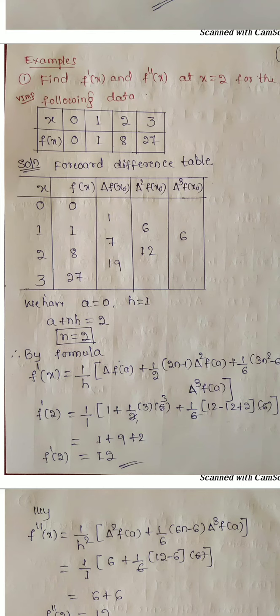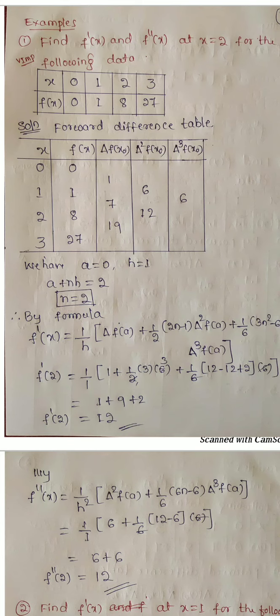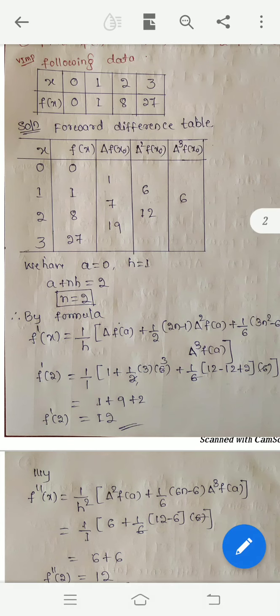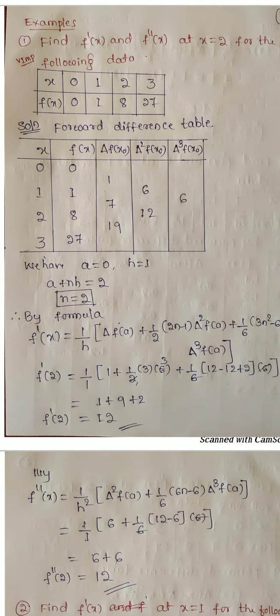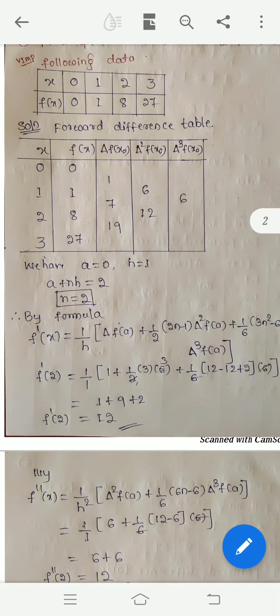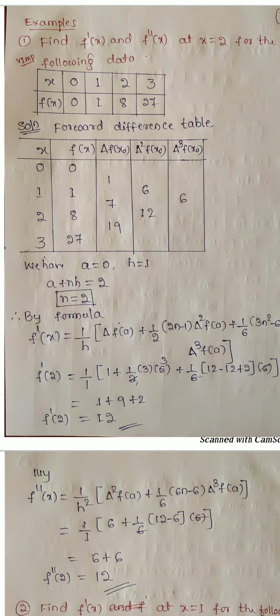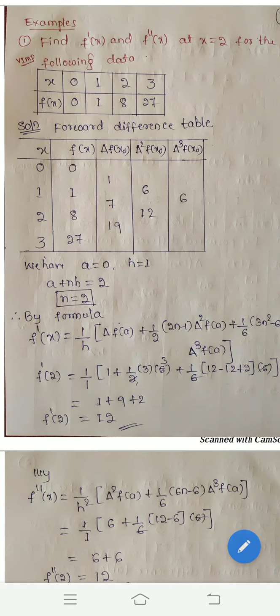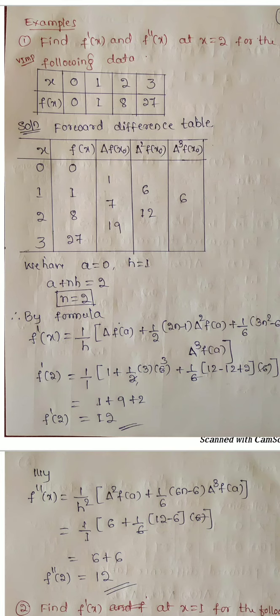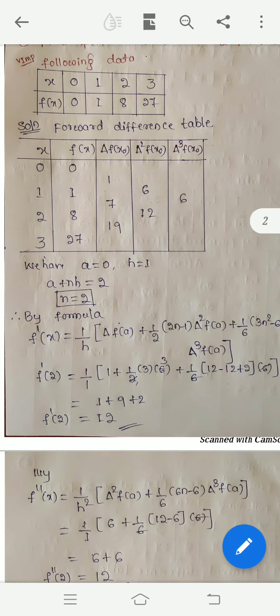The forward difference table is here. The x values are 0, 1, 2, 3, and the corresponding y values are 0, 1, 8, 27. Then the first order difference, that is delta f of x naught, is 1 minus 0, that is 1; 8 minus 1, that is 7; 27 minus 8, that is 19. Similarly, the second order difference is 6 and 12. The third order difference is again 6 only.